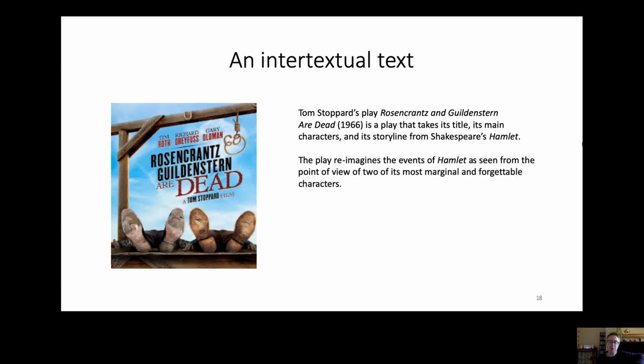But what Stoppard's play does is reimagine the events of Hamlet as seen from the point of view of two of its most marginal and forgettable characters. Rosencrantz and Guildenstern are very peripheral and secondary characters in the play, and they're almost interchangeable. You don't get much of a sense of any difference between them. There they are on the edges of the play, and they die, and as I say, they're quite marginal and quite forgettable. But Rosencrantz and Guildenstern Are Dead, as a play, centres on them. So it re-centres on what was marginal and what was almost forgotten.